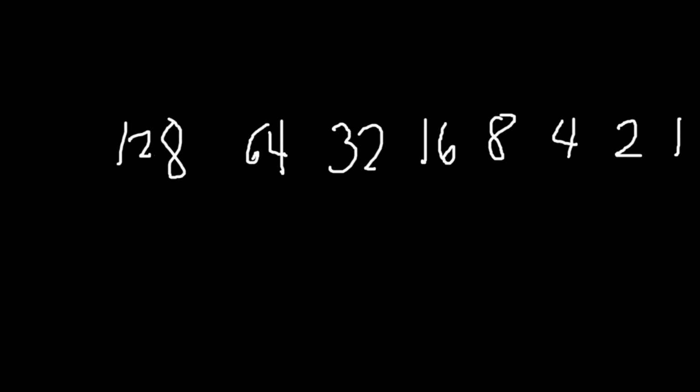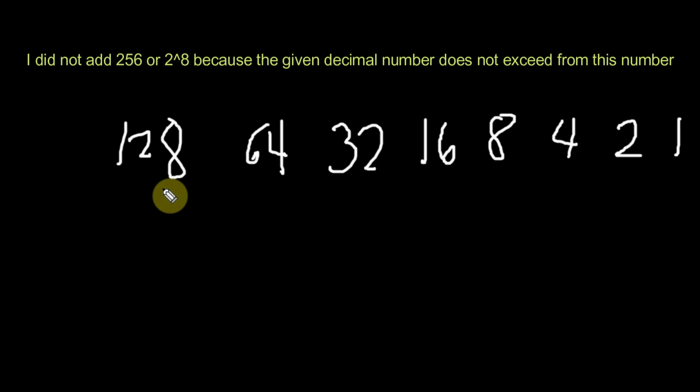We are also going to include the number 1 as the first digit, so 1, 2 to the power of 1 is 2, 2 to the power of 2 is 4, 2 to the power of 3 is 8, 2 to the power of 4 is 16, 2 to the power of 5 is 32, 2 to the power of 6 is 64, and 2 to the power of 7 is 128.